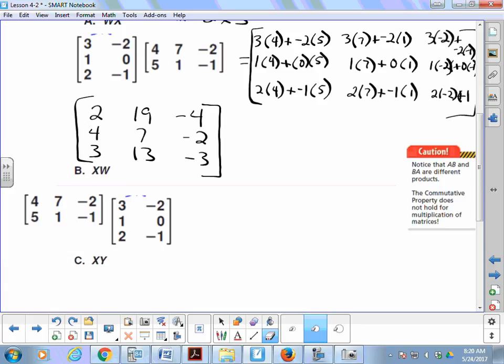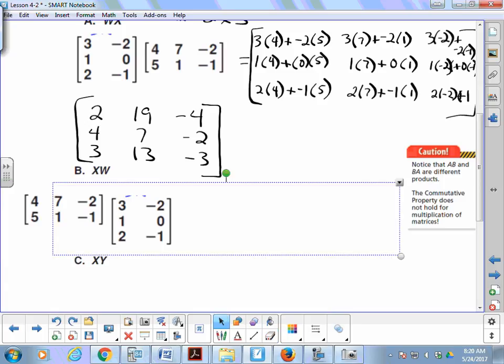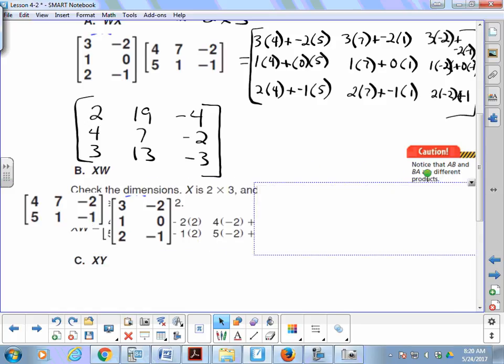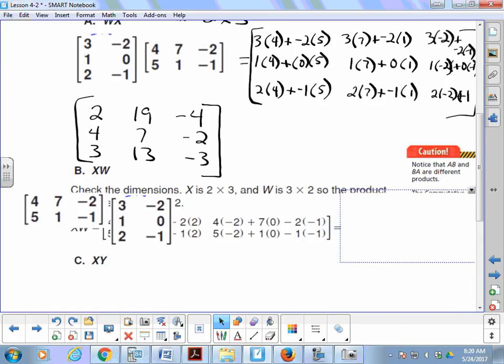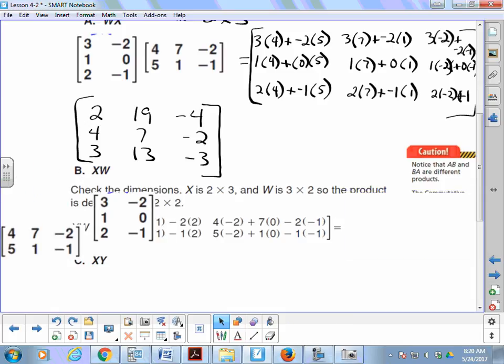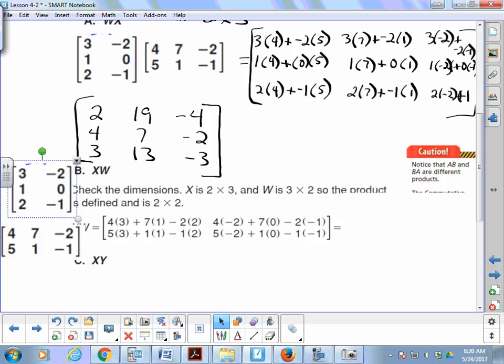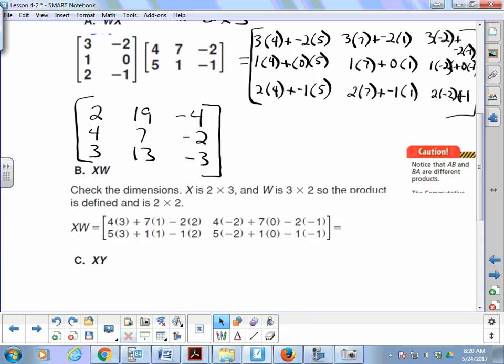And then row 2 times column 2. So when we do that, we're going to get all this right here would be the stuff that we're going to add together. So our final answer then will give us 15, negative 6, 14, negative 9.